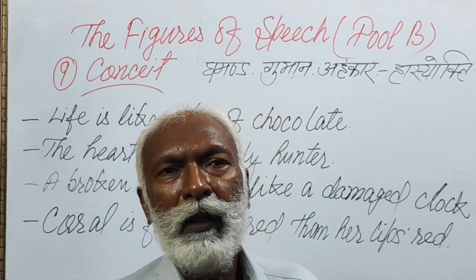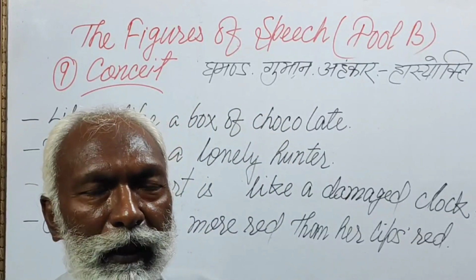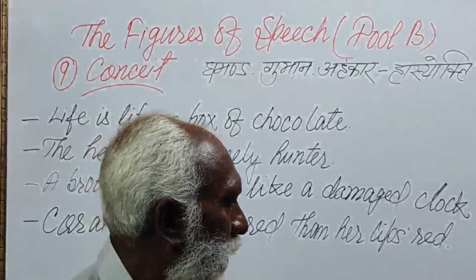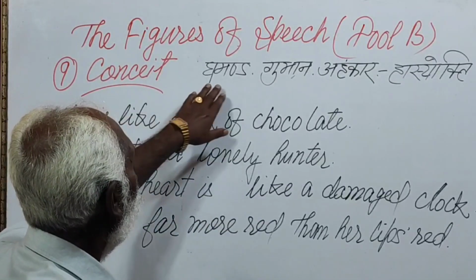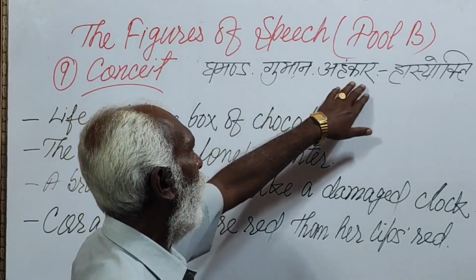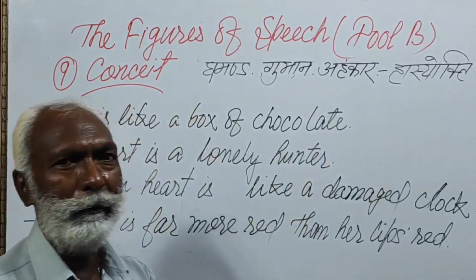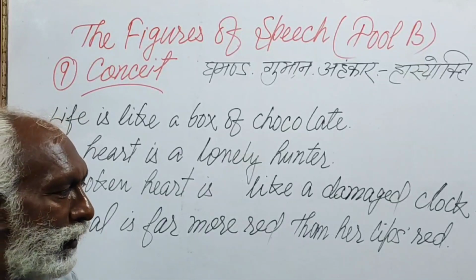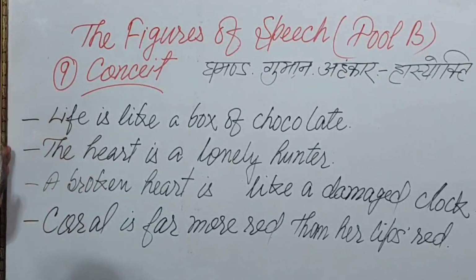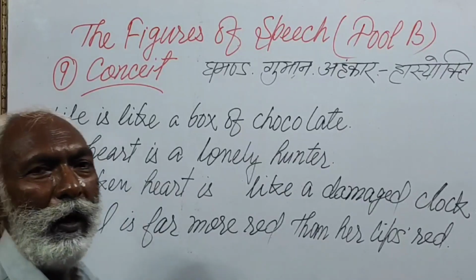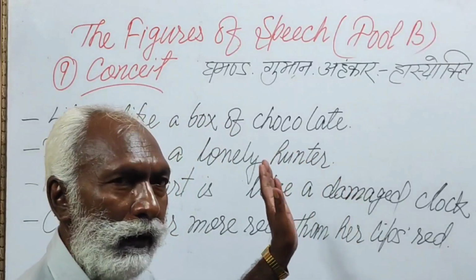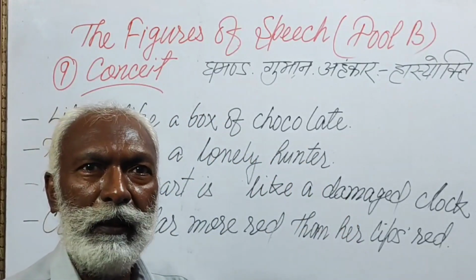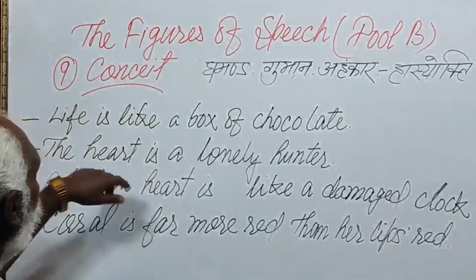Pool B. Next figure of speech, that is now conceit. Conceit: घमंड, गुमान, अहंकार, हास्योक्ति. Conceit, examples have been given here. Later on, I would like to generalize to clear the concept of conceit.